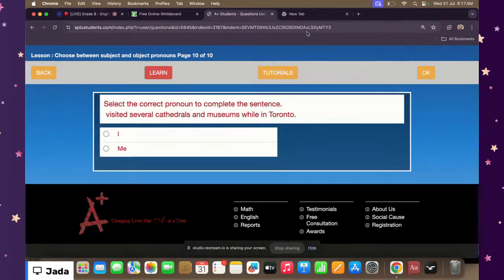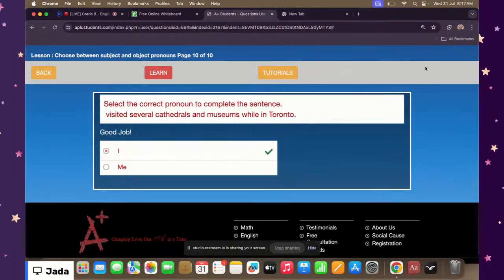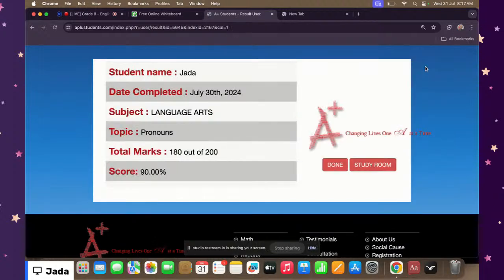Dash visited several cathedrals and museums while in Toronto. Is it "me visited" or "I visited"? The most suitable should be "I visited," because remember that "I" is the subject pronoun. You use it to start a sentence.